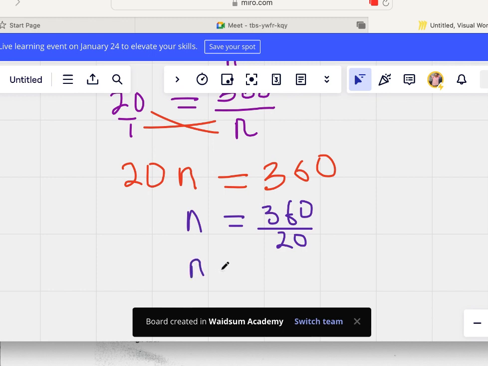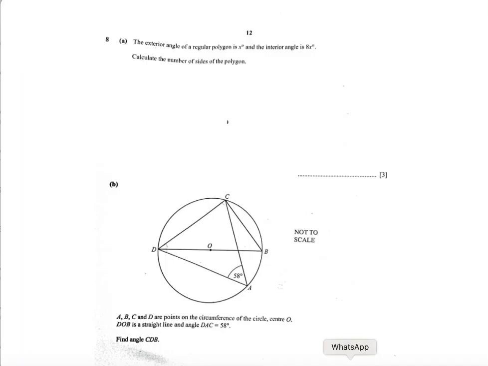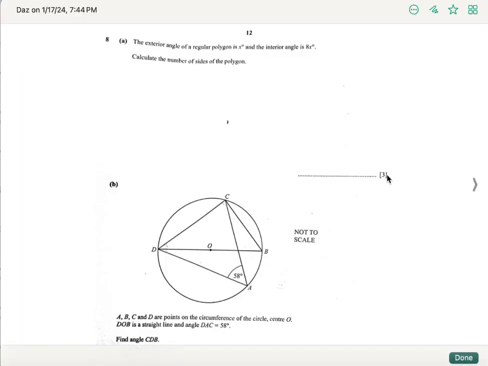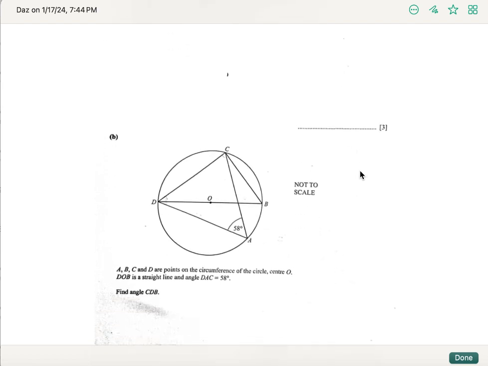So the polygon has 18 sides. It means the polygon has 18 sides. So that answers our question, 3 marks. In Cambridge, if you're able to do this, you get 3 marks. You definitely have to be fast in the exam hall, because you don't have much time.